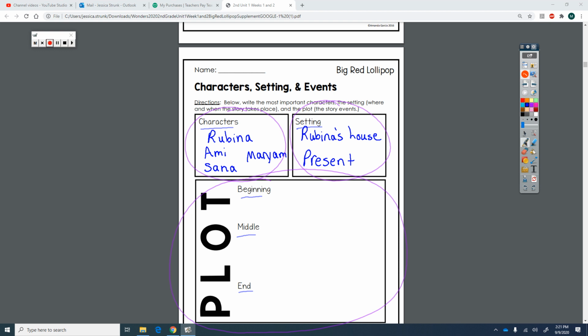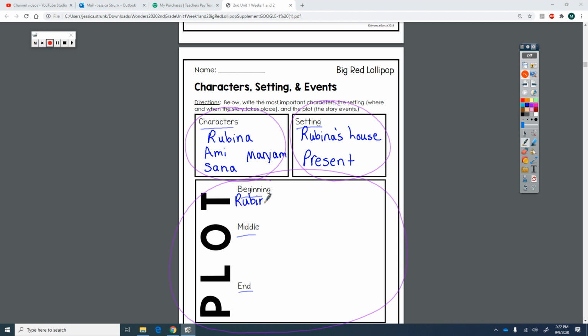So let's think about Big Red Lollipop. Just think about the beginning of the story, and we don't have to tell every little bitty thing that happened. We just need to worry about the most important. So at the beginning of the story, what important thing was happening? Yeah. At the beginning of the story, the important thing was that Rubina got invited to a party, and her mom said she had to take her sister. So I'm going to try to make that just as short as I can.